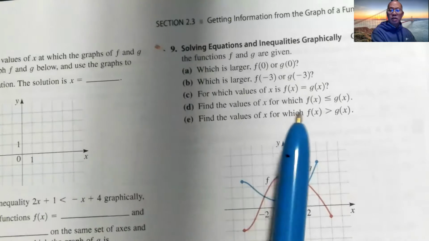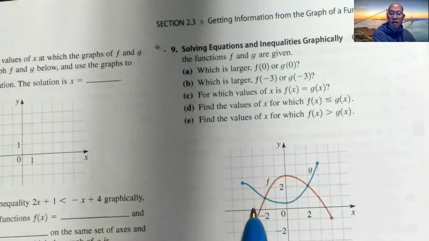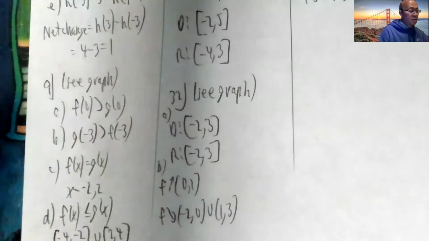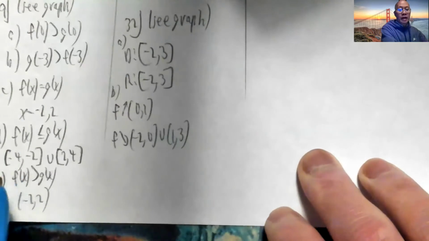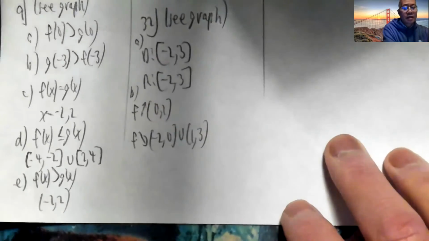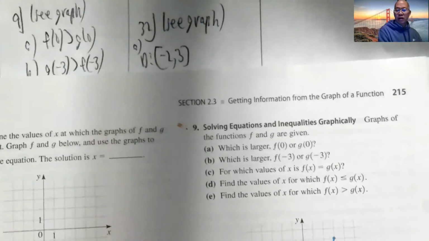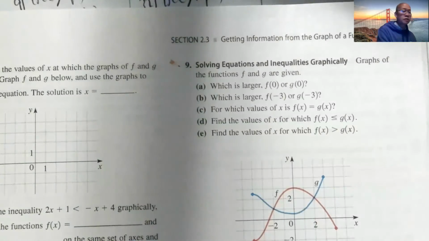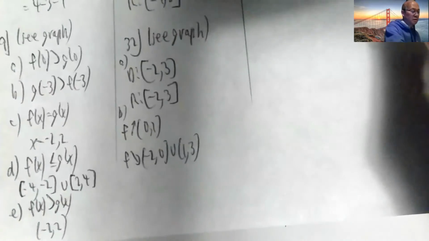So you find the values of x for which f of x is less than or equal to g of x. F is less than g. Red is below the blue. So that's here and also here. So that would be bracket -4, -2, union -2, 4. Then E is everything else. F of x is greater than g of x. Red is above the blue between -2 and 2, not including -2, not including 2. So parentheses -2, 2. Okay.